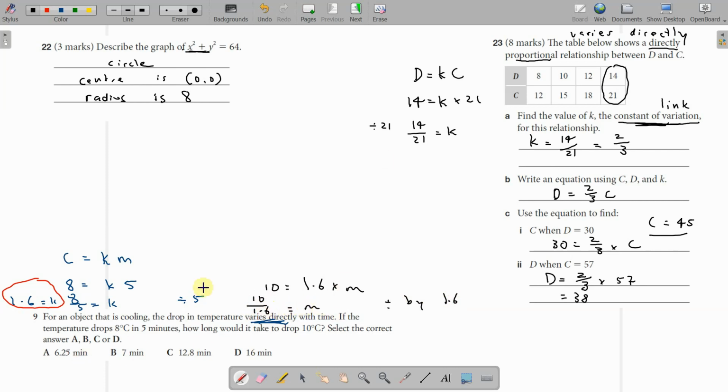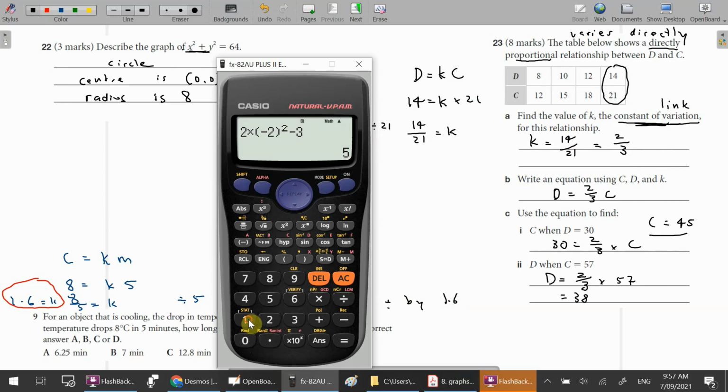Now that should be one of these. 10 divided by 1.6, 6.25 minutes.